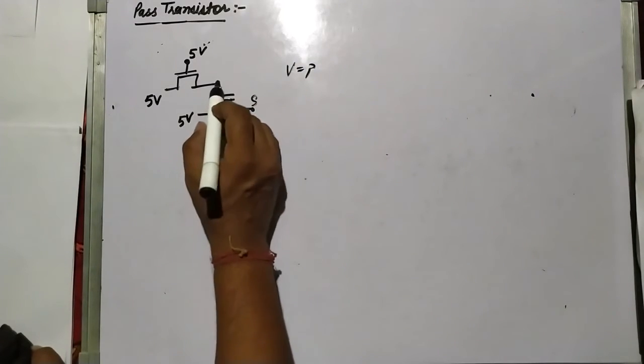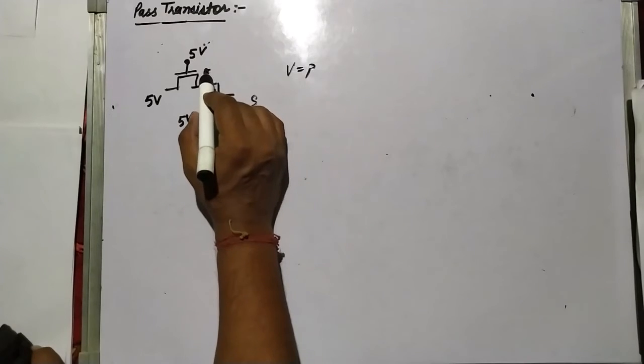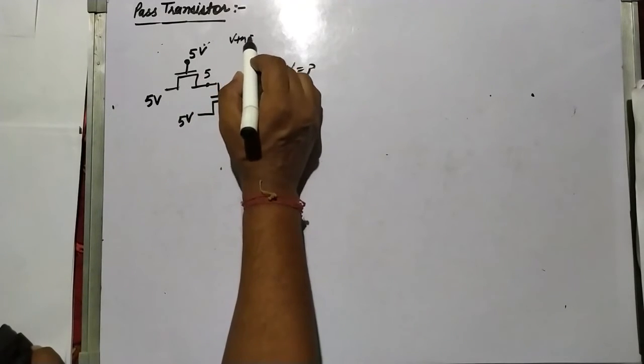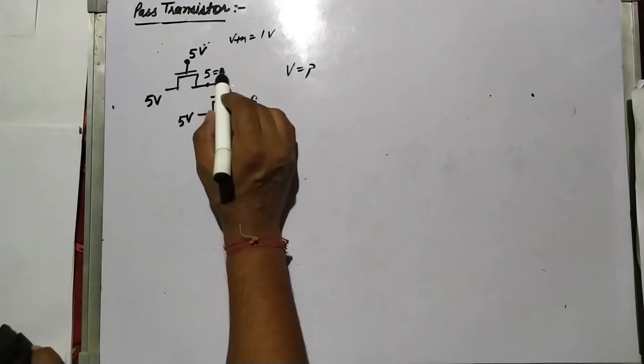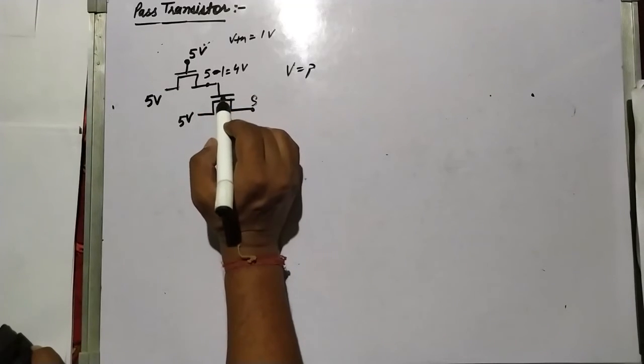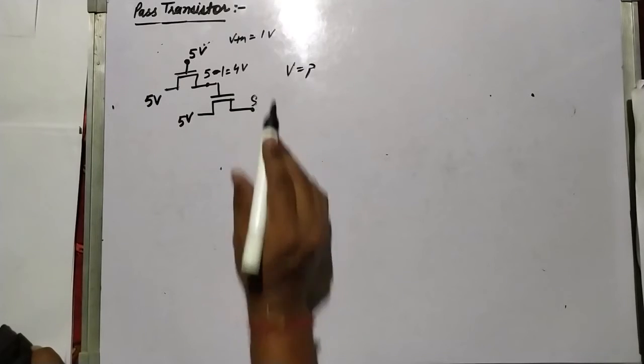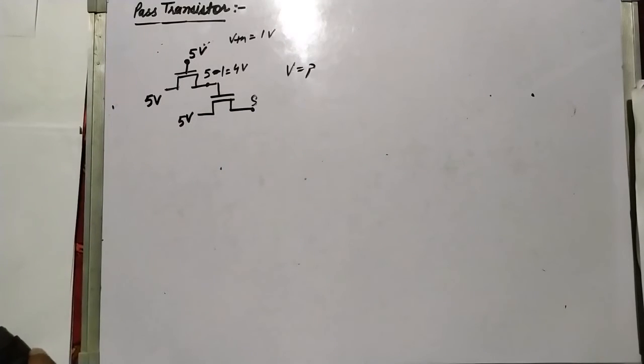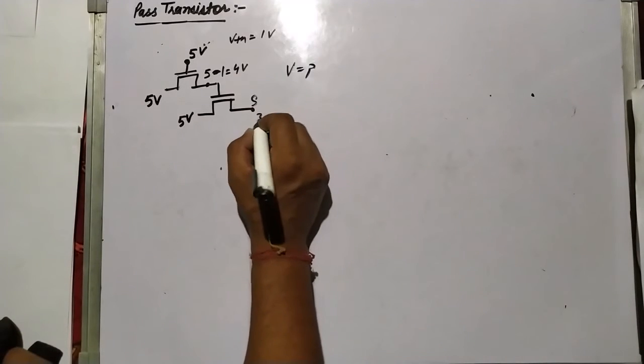So at this terminal what will be the voltage? VTH I am taking as 1 volt. So it will become 5 minus 1, means 4 volt. 4 volt is coming to this drain side. What will be the source voltage? The source voltage will be 3 volt.